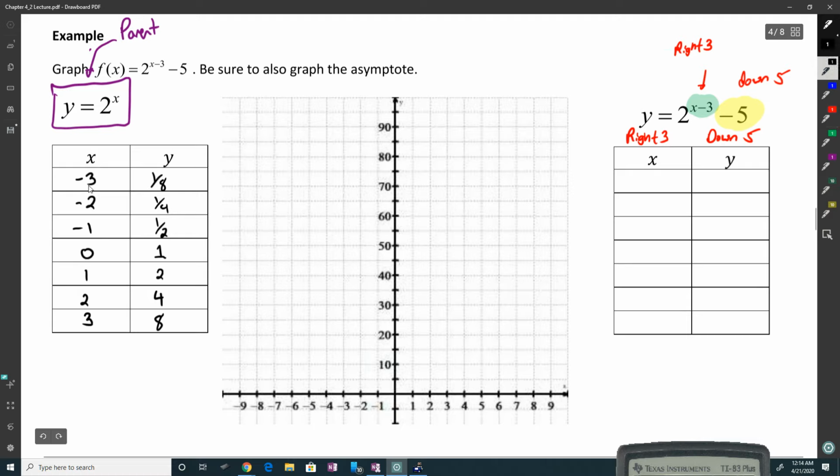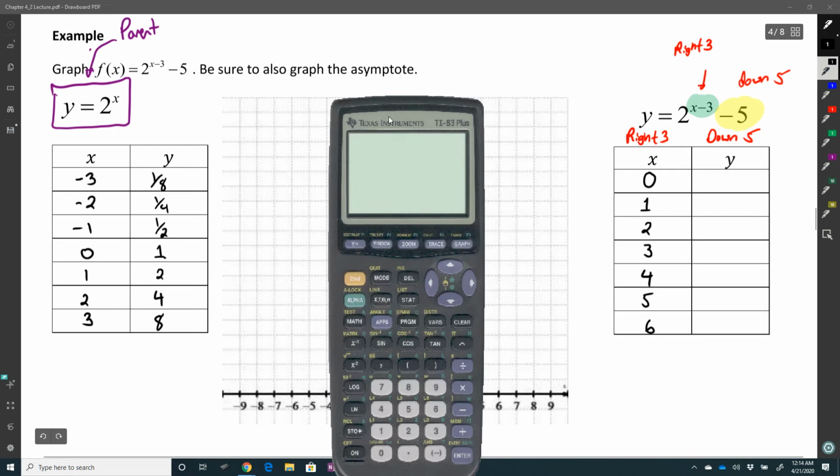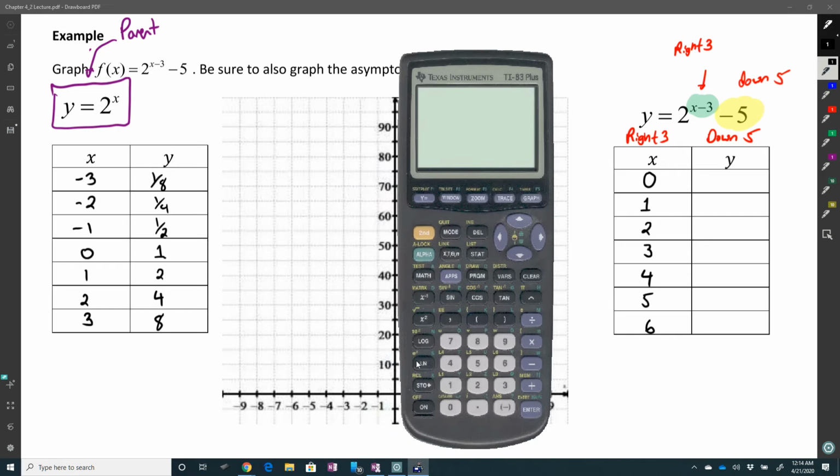So here's my values. Negative 3, if I go right 3, that gives me 0. Negative 2, right 3 is 1. Negative 1, right 3 is 2. 3, 4, 5, and then finally 3, right 3 is 6. And then down 5. And here you can use your calculator if you want, because fractions get a little nasty. And you can use the decimals.